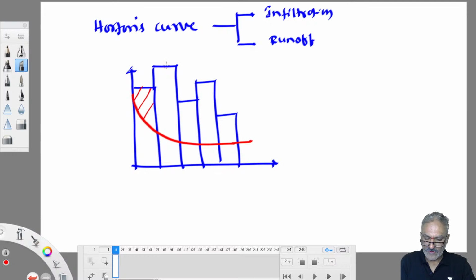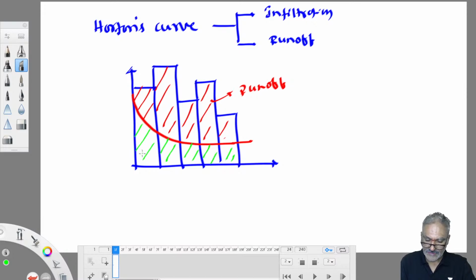So this portion of the hydrograph lying above Horton's curve is runoff. Below this portion, this green hashed area is called infiltration. This one is runoff. So the area of the hydrograph above Horton's curve is runoff, and the area of the hydrograph below Horton's curve is infiltration.